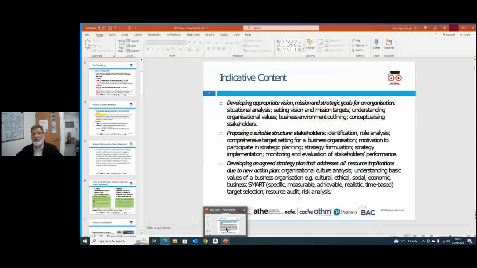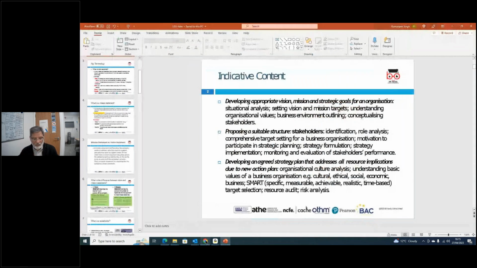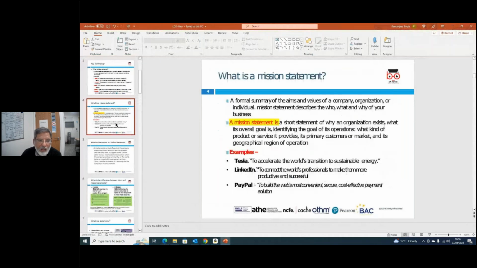So you develop your assignment according to the assessment criteria. Any other question regarding your assignment? But I'm sure Mr. Zaman will go through the assignment.